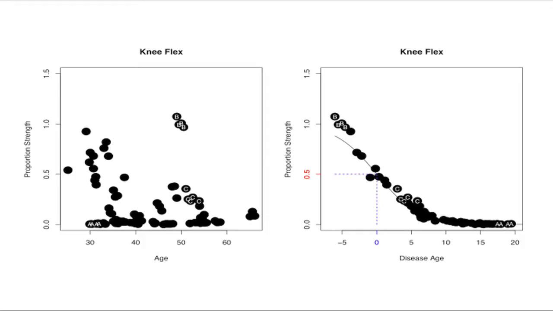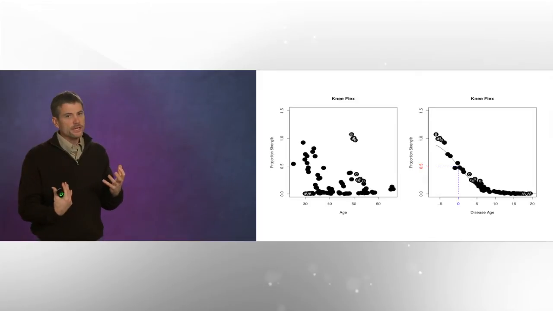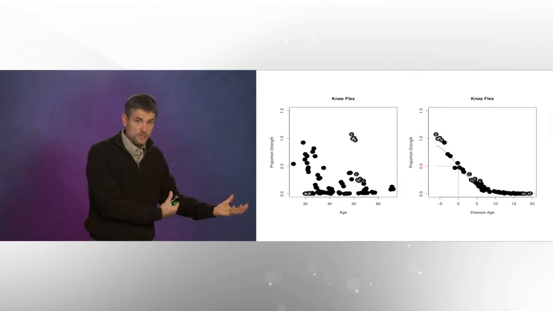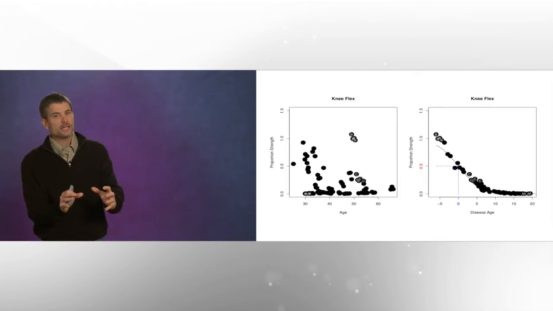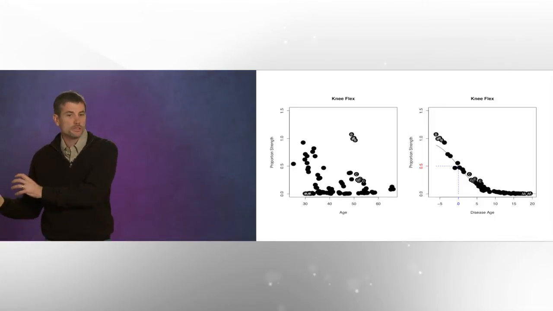Because of non-identifiability, we'll just call zero disease age the point where they have 50% strength. You can see we can move their chronological age to a disease age, and this fits very well. But the important thing is, what does it do to the other muscles? How well does this newly created disease age match the other muscles?